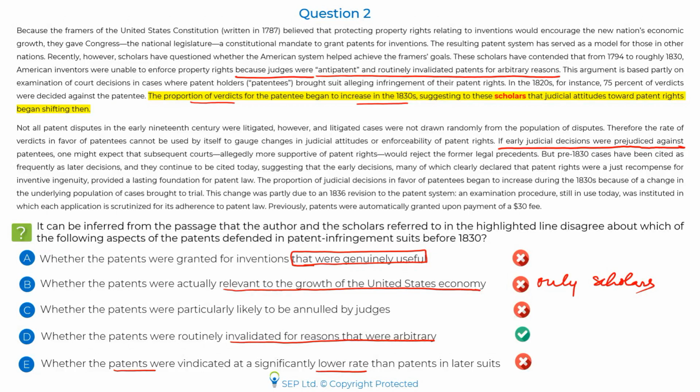Do let me know, guys, if this is clear to all of you. Anupam, I hope this is clear now. So, guys, do let me know if all is clear.